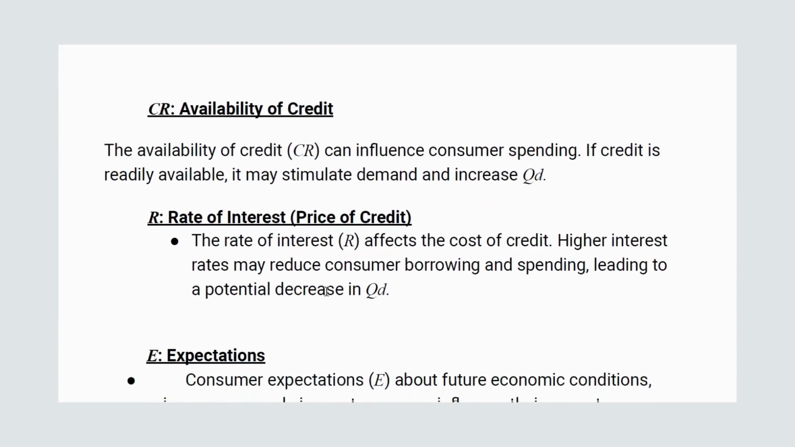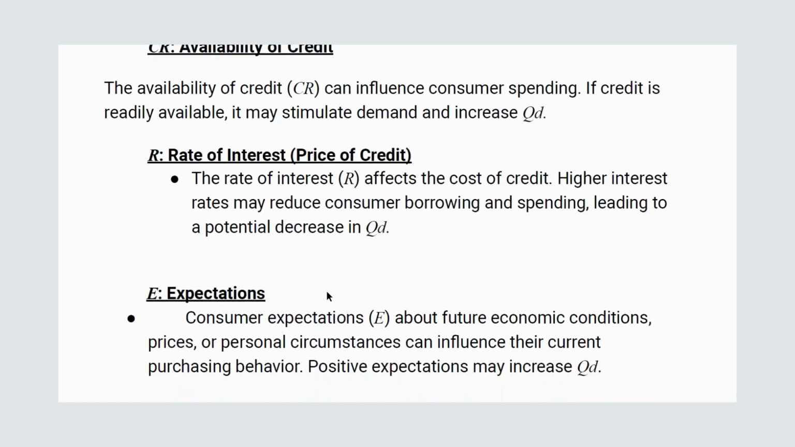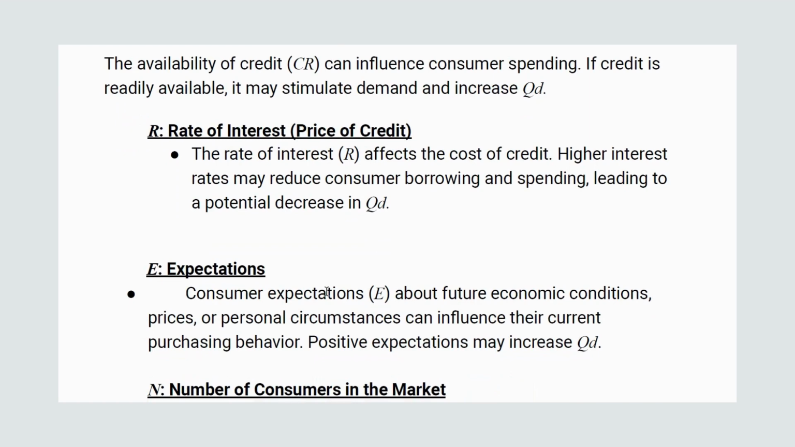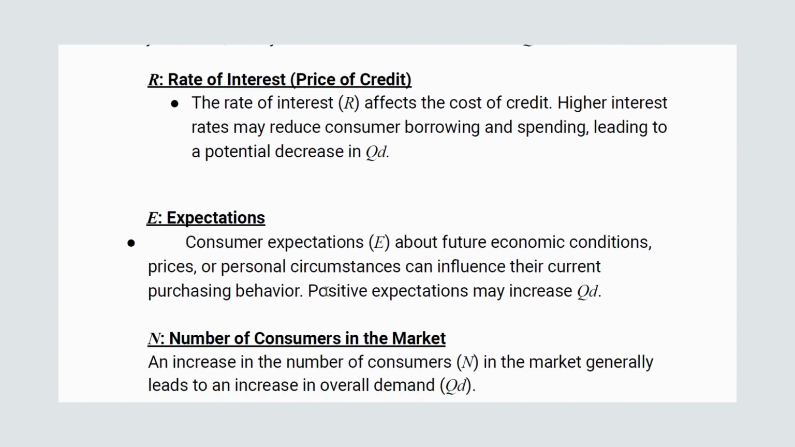And one more thing is the availability of credit. Availability of credit can also influence consumer spending. If credit is available readily, what happens? The demand also increases. And then comes rate of interest, or price of credit. The rate of interest affects the cost of credit. A higher interest rate may reduce consumer borrowing and spending, and this leads to a potential decrease in quantity demanded.